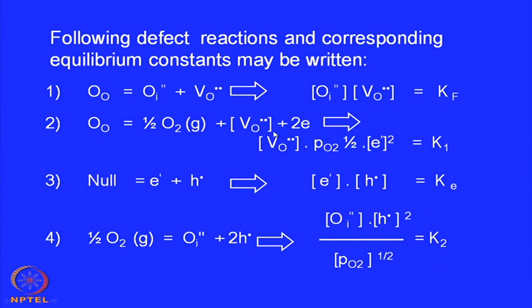K1 and K2 happen at different partial pressures: one will happen only at a very high oxygen partial pressure, K1 will happen at a very low partial pressure of oxygen, and Ke will continue to happen whenever there are electrons and holes, and this is just a ionic compensation. This is ionic compensation, this is an electronic compensation, and these are happening at 2 different partial pressure ranges.